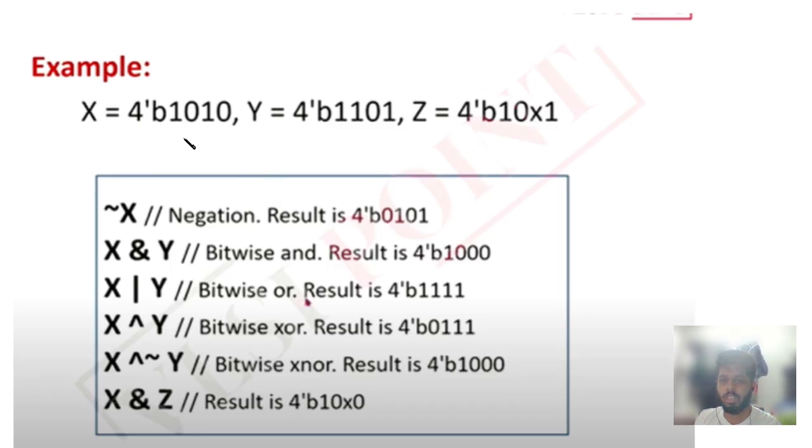There is an example. Let's see. When x, y, and z values are given, if we perform a negation of x, it gives this result. When we perform bitwise AND between x and y, it gives this result. When bitwise OR is performed, it gives this result. When bitwise XOR is performed, it gives this result. And when bitwise AND is performed between x and z, it gives this result.